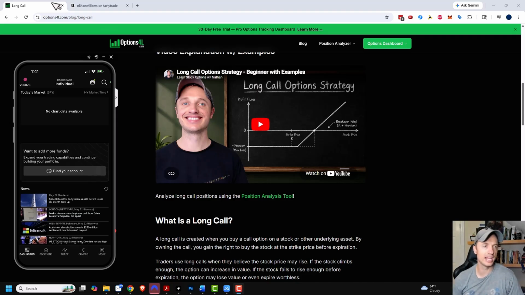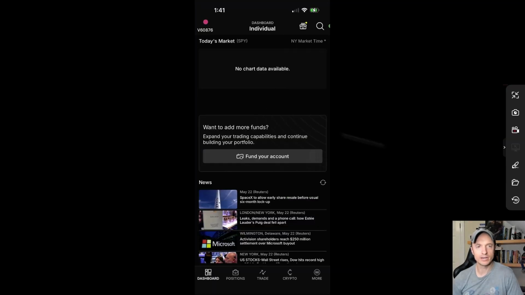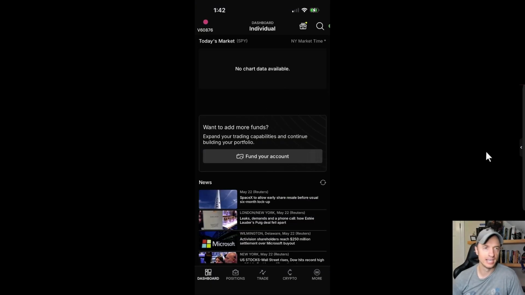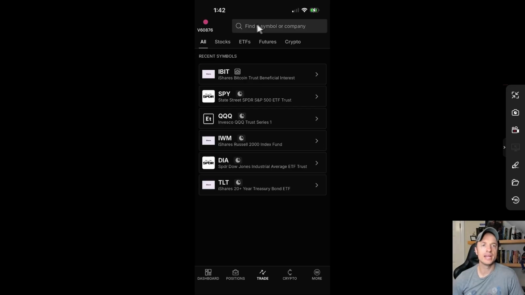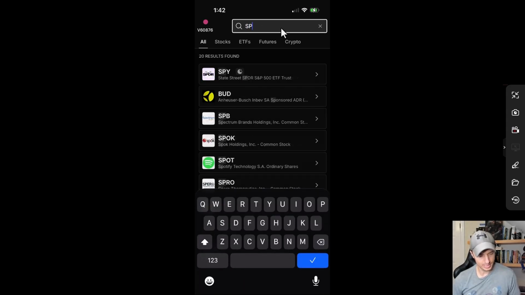So let me go ahead and open up the mobile app on the full screen here. All right, so here we are inside of TastyTrade, and what we want to do is come down to trade at the bottom. So tap on trade, and from here you can enter a symbol or a company. I'm going to tap on that and enter SPY, and I can see it right there, the State Street Spider S&P 500 ETF Trust. So we'll go ahead and tap that.